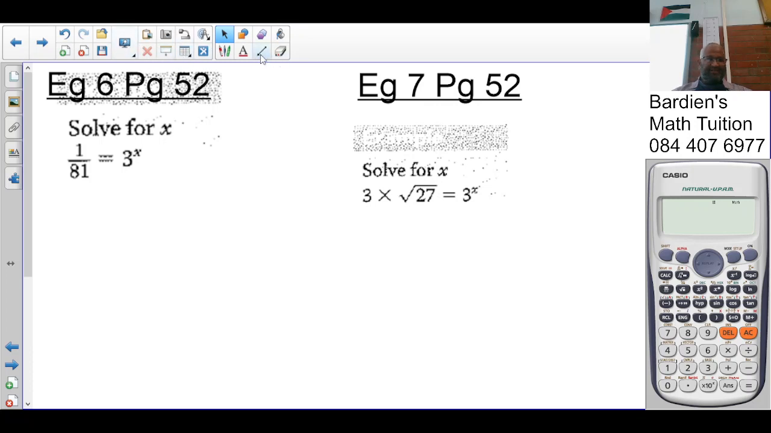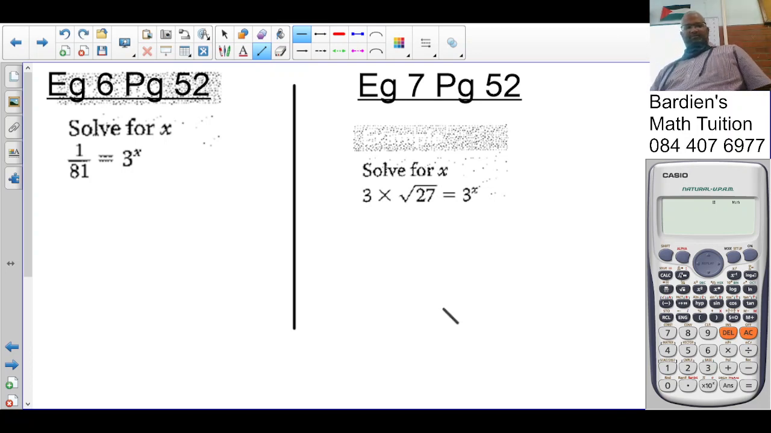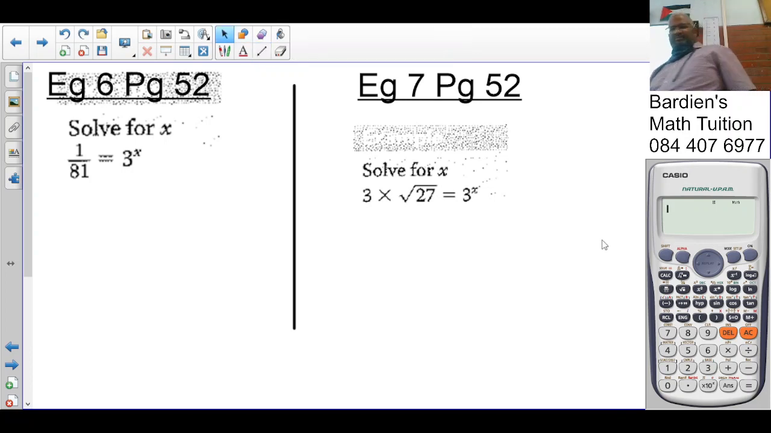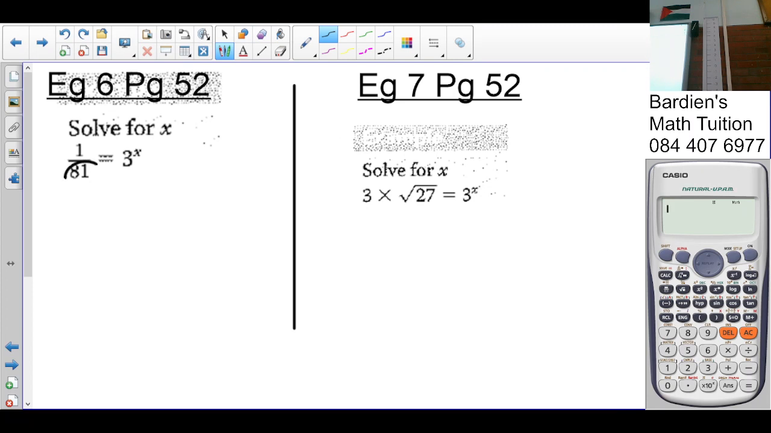Guys, ready? This one is fairly simple. 81 can be written as 3 to the 4 equals 3 to the x. What do we do now? Bring that up. So 3 to the x is equal to 3 to the negative 4. Therefore, x is equal to.